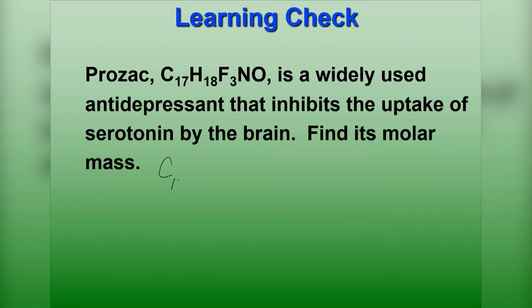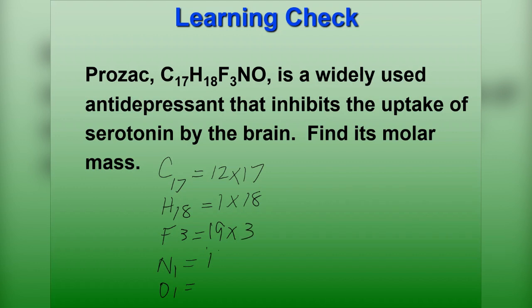C17, H18, F3, and no number, so it's 1, and O1. Use the periodic table. Molar mass of carbon, we round it off. So carbon mass is 12 times 17. Hydrogen mass is 1 times 18. Fluorine F mass is 19 and there are 3 atoms. Nitrogen is 14 times 1. Oxygen is 16 times 1.